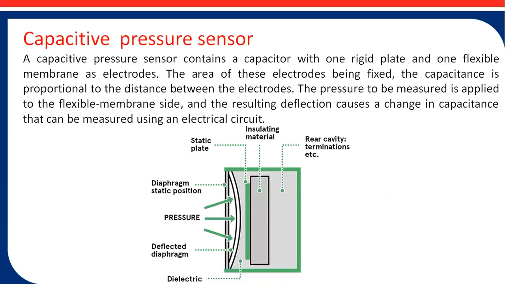A capacitive pressure sensor contains a capacitor with one flexible plate and one fixed plate. The flexible membrane and the rigid plate act as electrodes, the area of these electrodes being fixed. Capacitance is inversely proportional to the distance between the electrodes. The pressure to be measured is applied to the flexible membrane side, and the resulting deflection causes a change in capacitance that can be measured using an electric circuit.